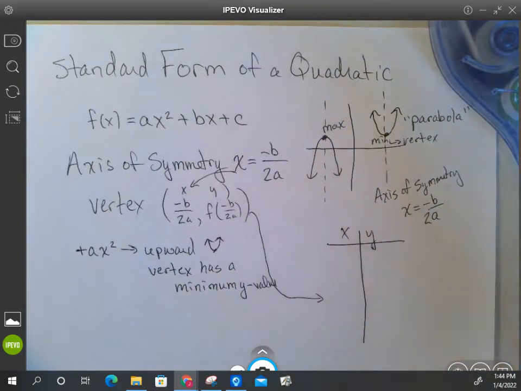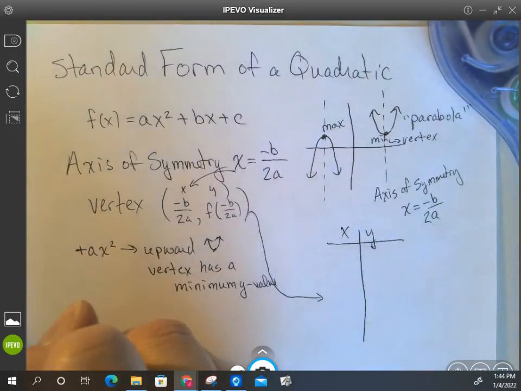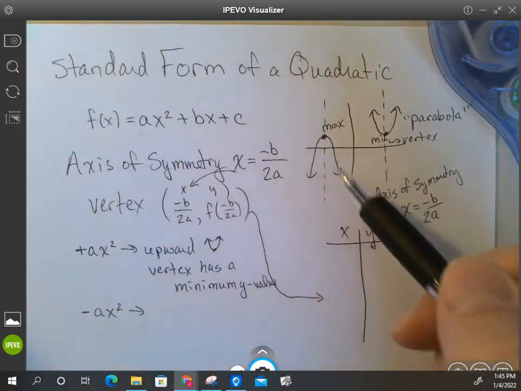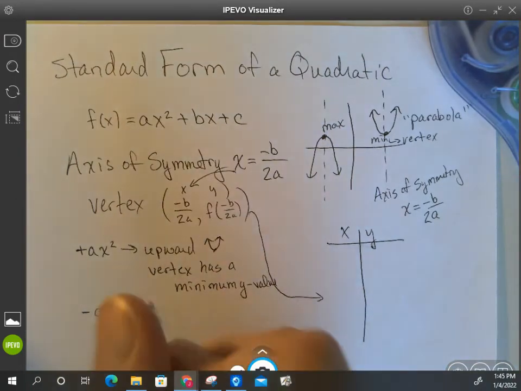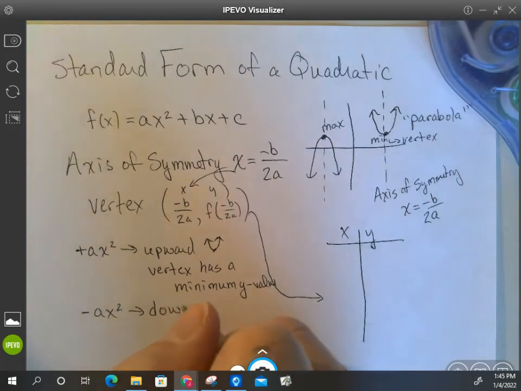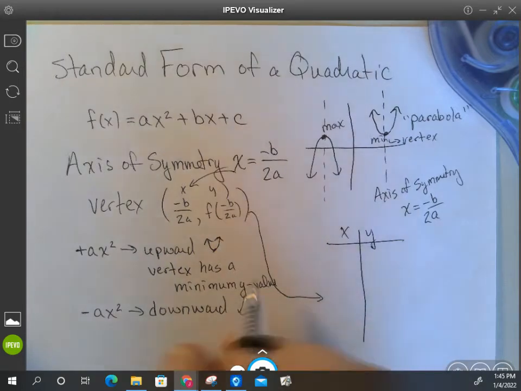So I would know if I have a max or min just by visualizing it. Now, if I have a negative ax squared, that's going to make my graph open downward. Everything you square is positive, and we're going to multiply it by a negative number. So now it's going to grow in a negative direction. So we've got it going downward. So picture it going downward. Now it's a maximum value. So vertex has a maximum y value.